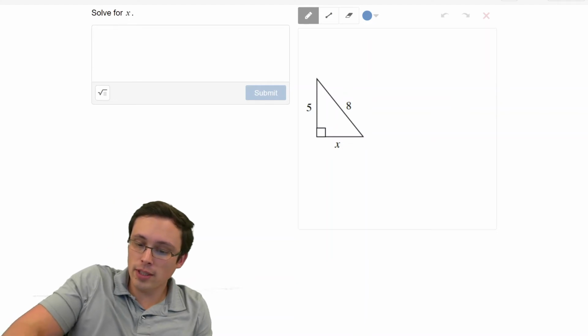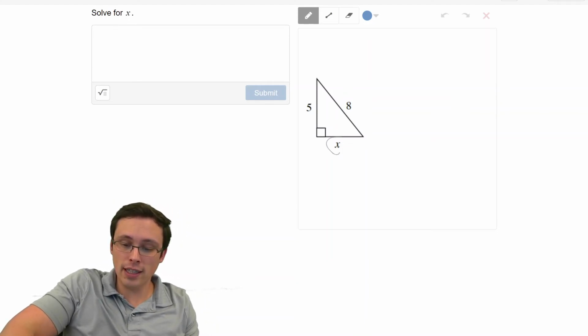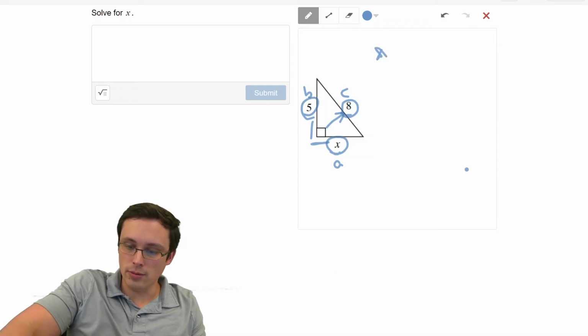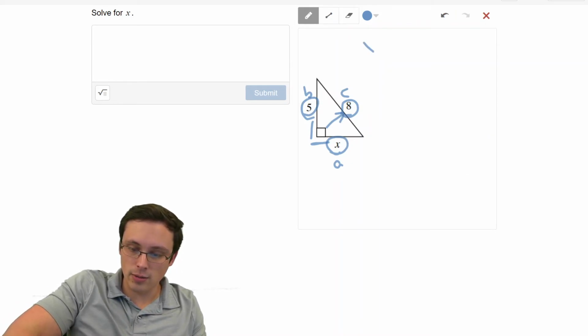Here we were. So we're going to do a squared plus b squared equals c squared. So find the legs. Those are your a and your b, the two that make the 90. C is across from that. So that's going to be your a and your b, and this is going to be c. So we're going to do a squared plus b squared equals c squared, which in this case is going to be x squared plus 5 squared equals 8 squared.